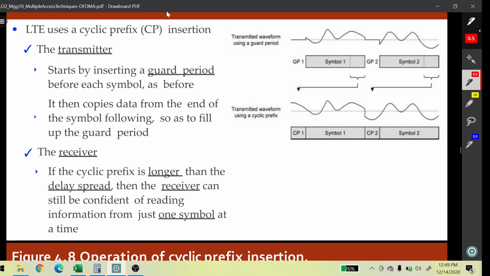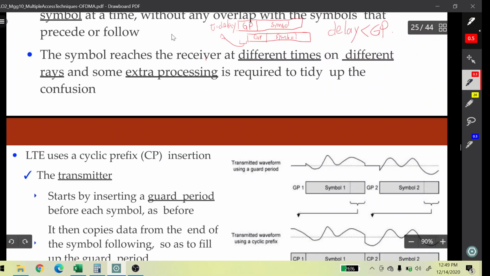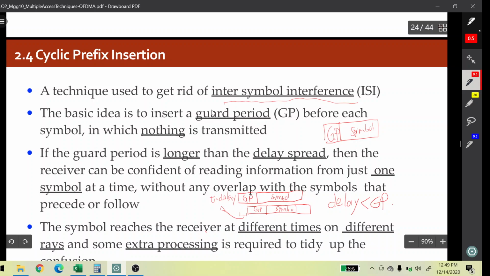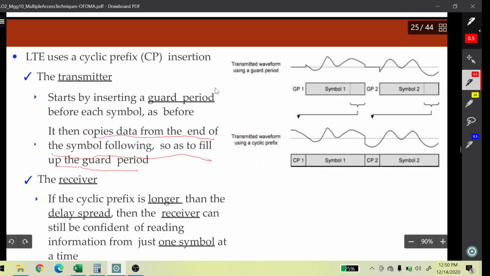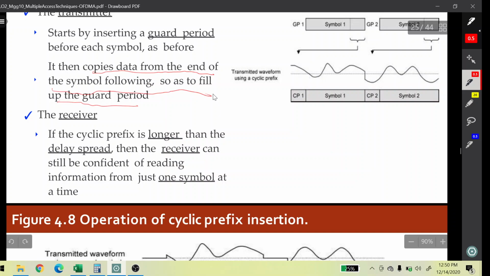However, rather than using a blank guard period, previously we have the definition of the guard period as an extra guard period in which nothing is transmitted, right? However, in LTE, it's not that nothing is transmitted, but it copies data from the end of the following symbol so as to fill up the guard period. Rather than sending the guard period as a blank symbol, it is transmitting and copying the data from the end of the symbol following it. On the receiver side, if the cyclic prefix is longer than the delay spread, then the receiver can still be confident of reading the information from just one symbol at a time. So as long as the cyclic prefix or the guard period is still larger than the delay spread.